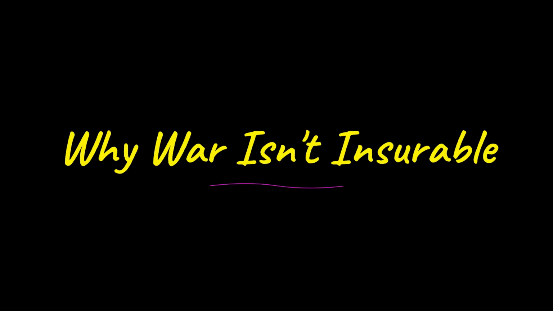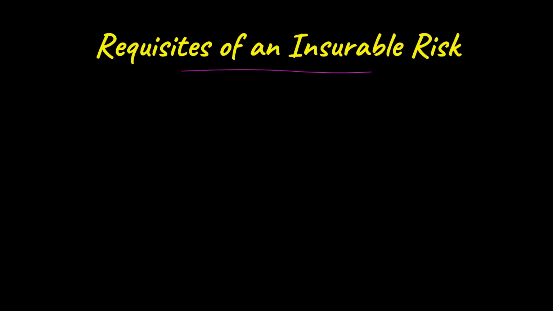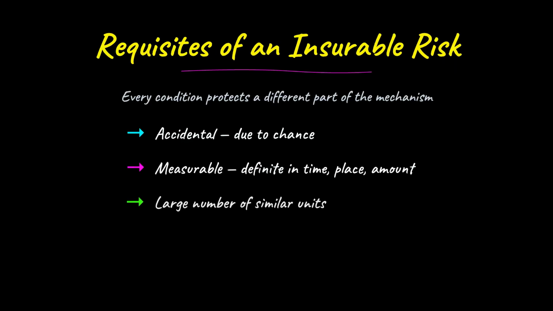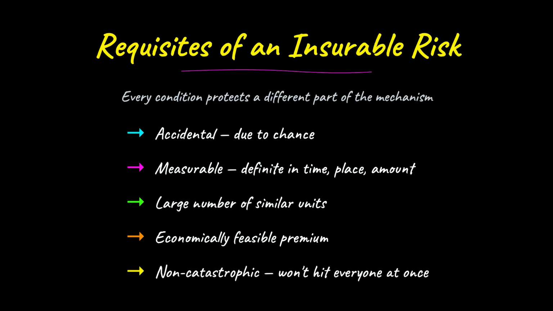Not every real risk can be insured. To qualify for private insurance, a risk must meet several conditions, and one of the most important is that its losses stay non-catastrophic, meaning they won't strike huge numbers of people all at once. An ideally insurable risk must be accidental, measurable, spread across a large number of similar units, economically feasible to insure, and non-catastrophic. Each condition protects a different part of how insurance actually works.